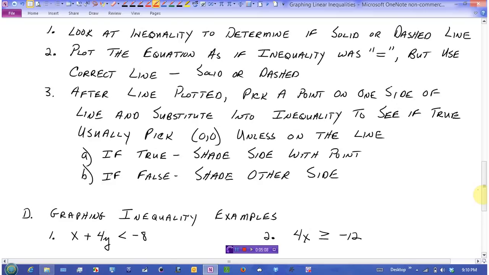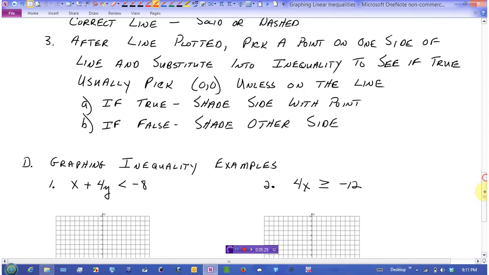Now, after we have this line plotted on the graph, how I put in the inequality part of it is I need to pick a solution or a point on one side of the line I graphed. I take that point and plug it into the equation. If it works, I shade that side. If it doesn't work, I shade the opposite side. So let's see how all this ties together.